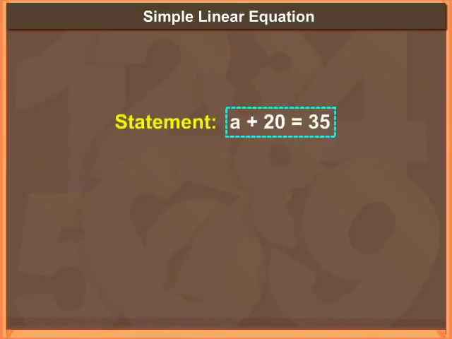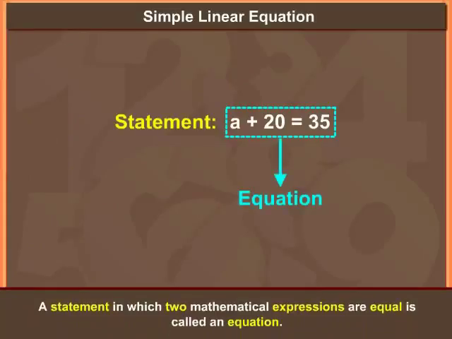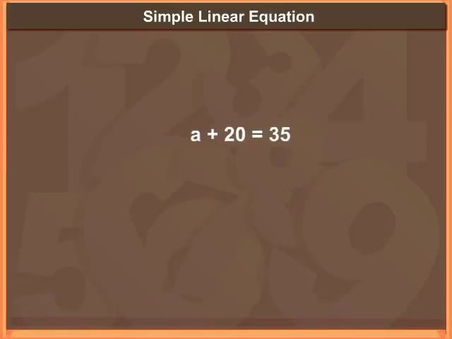The statement A plus 20 is equal to 35 is an equation. That is, a statement in which two mathematical expressions are equal is called an equation. In an equation, there is always an equality sign. This equality sign shows that the value of the expression on the left-hand side, LHS, is equal to the value of the expression on the right-hand side, RHS.